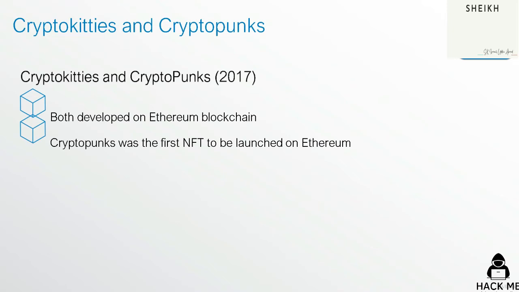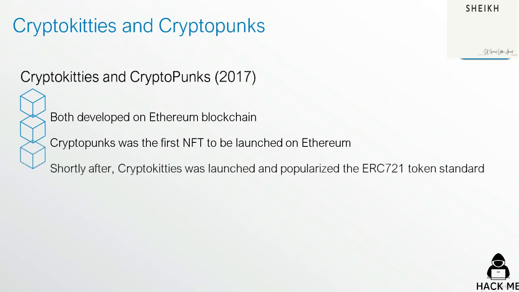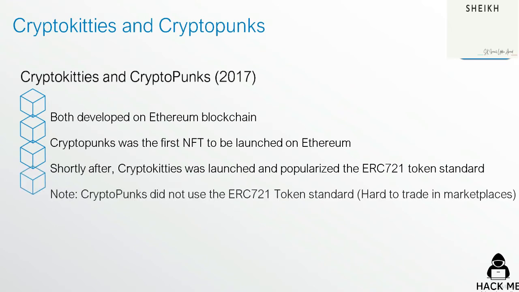CryptoPunks was the first NFT to be launched on Ethereum. Shortly after, CryptoKitties was launched, and it popularized the ERC-721 token standard that has now become so popular among NFTs. In fact, the majority of NFTs sold nowadays use this ERC-721 token standard. Another thing I want to point out is that CryptoPunks did not use the ERC-721 token standard, and this made it hard to trade in marketplaces.